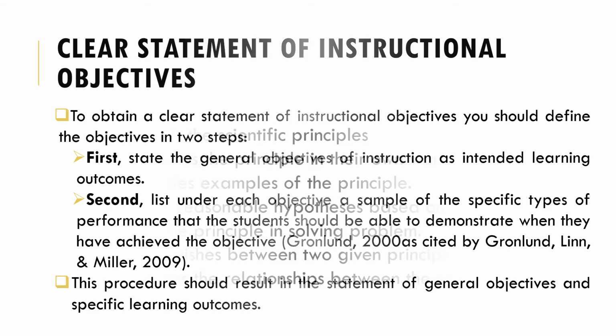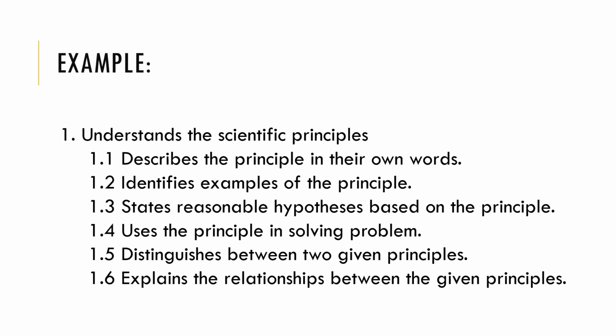Now, for here, let's have an example. Understands the scientific principles. So the number one here is what we call the general objective. Ibig sabihin natin, this is your general objective, no? And this considers the intended learning outcomes. Now, the 1.1 to 1.6, we call it the specific objectives na. Okay? And specific learning outcomes.